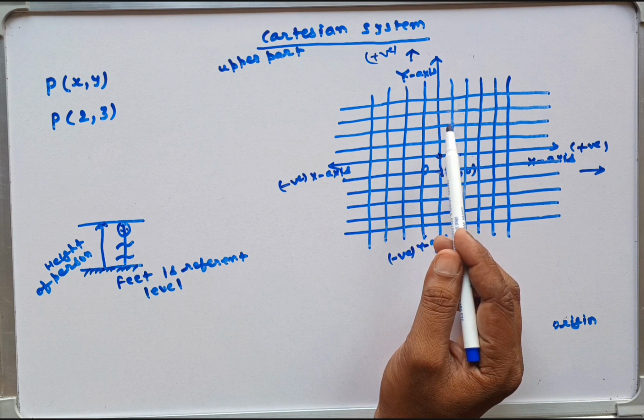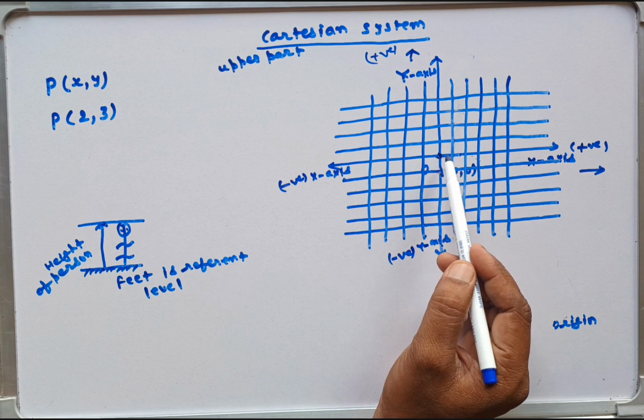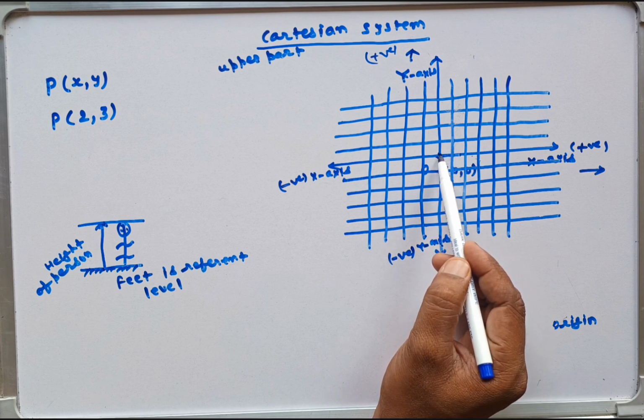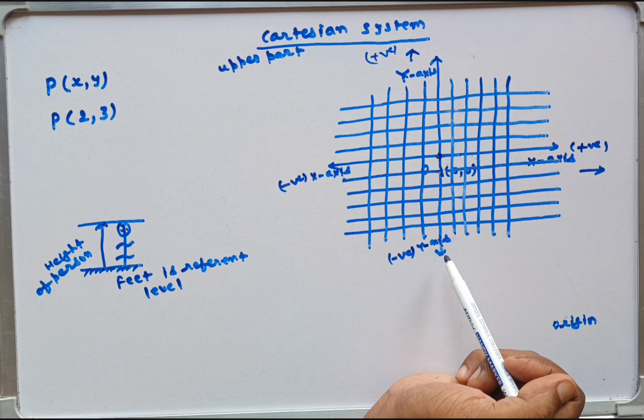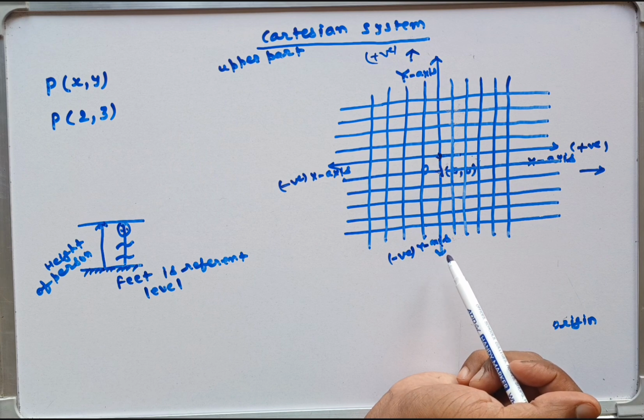Okay guys, now when we start moving from this origin along the y-axis upward, all the numbers must be positive, and when you start moving in the downward direction along the y-axis, all the values must be negative.